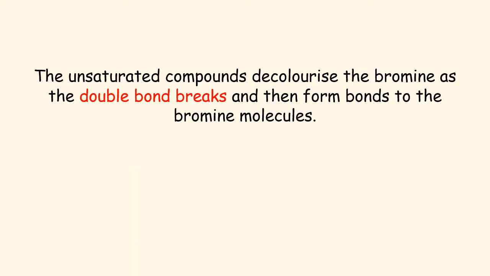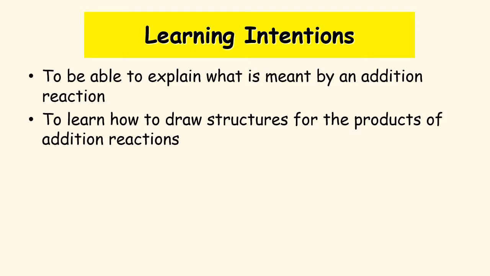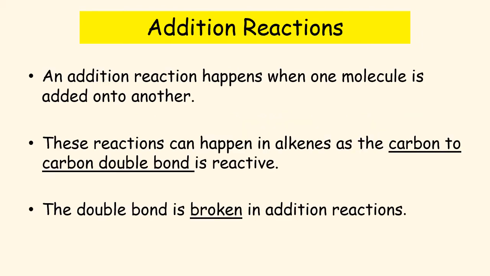Now, the unsaturated compounds, the reason why they decolorize the bromine is because the double bond between two carbon atoms breaks, and each carbon forms a bond to a bromine atom. And we call this type of reaction an addition reaction. So when it comes to addition reactions, we're going to be able to explain what is meant by an addition reaction and learn how to draw structures for the products of addition reactions.